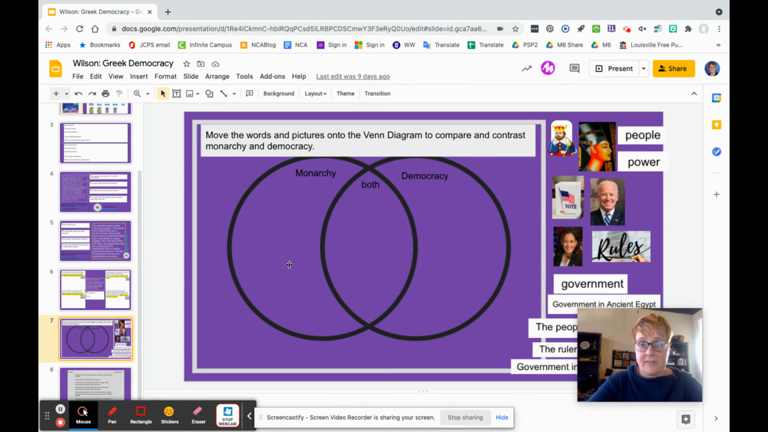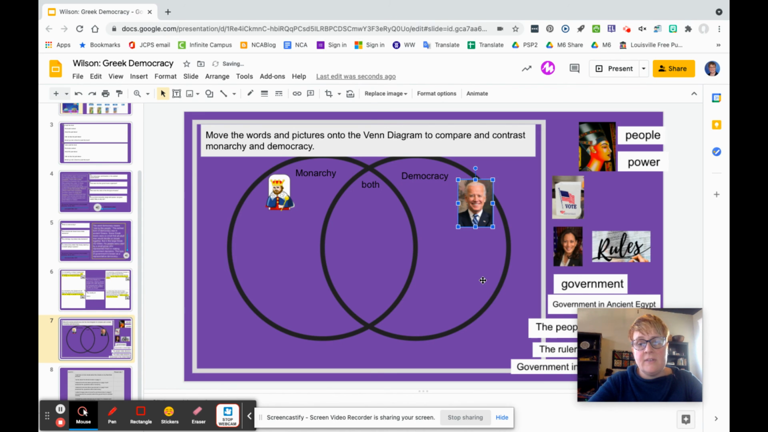On page 7, we're going to use the Venn diagram again. Here you want to put things about the monarchy. So I'll give you a clue. Monarchy has to do with kings and queens. A democracy is who we vote for. So America voted that Joe Biden would be the next president. And if it's something that's true for both of them, like people, all governments have people in them, then you would put it there in both.